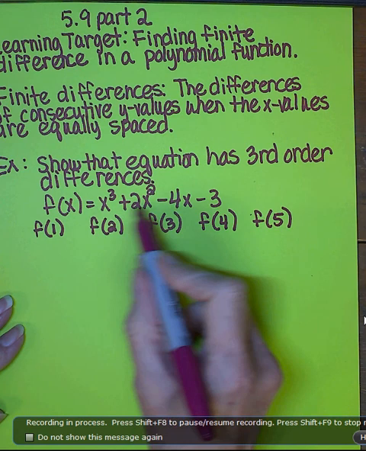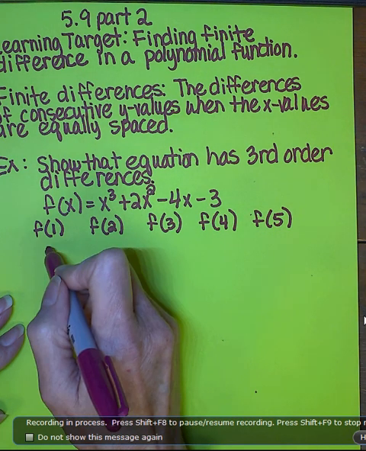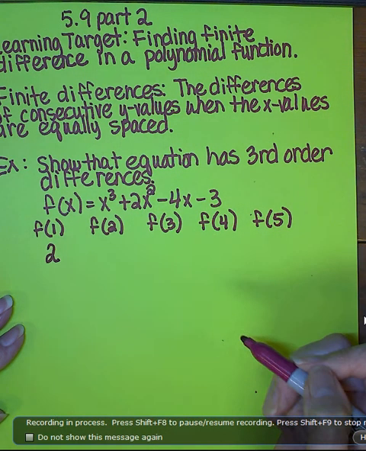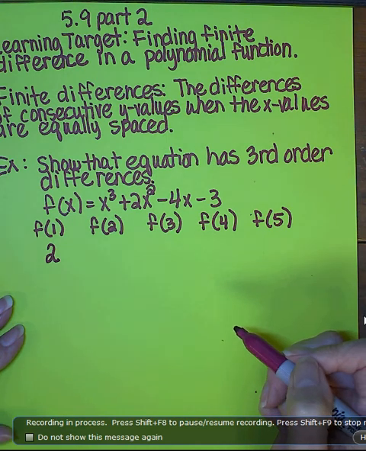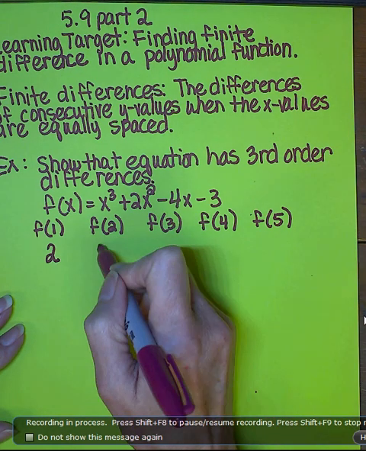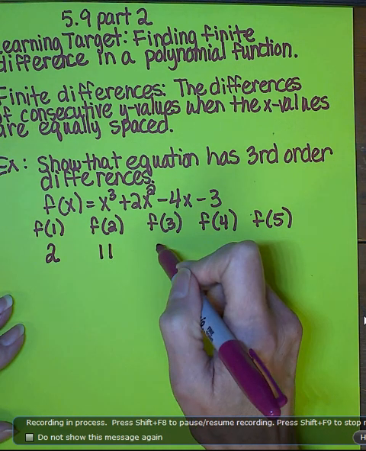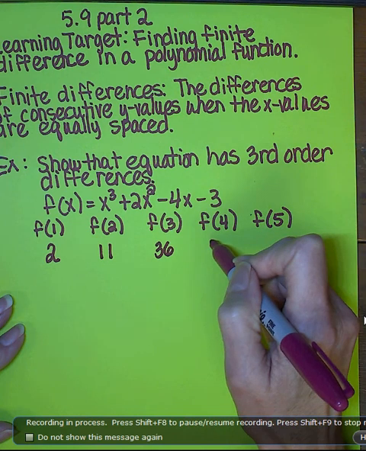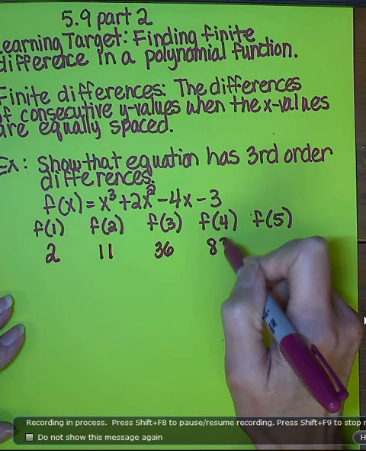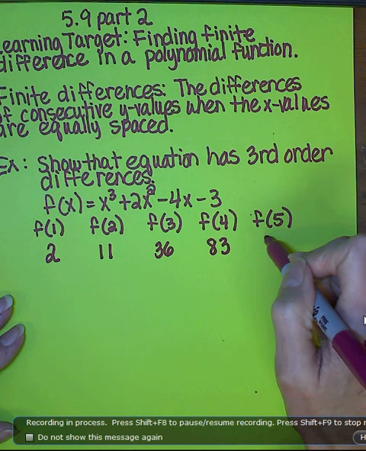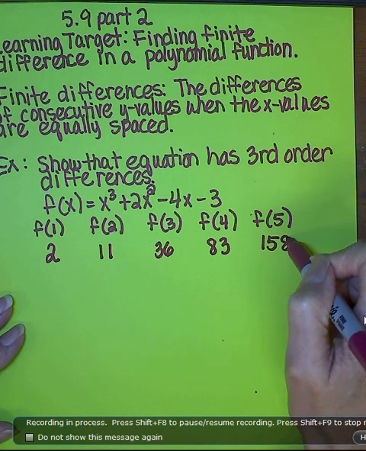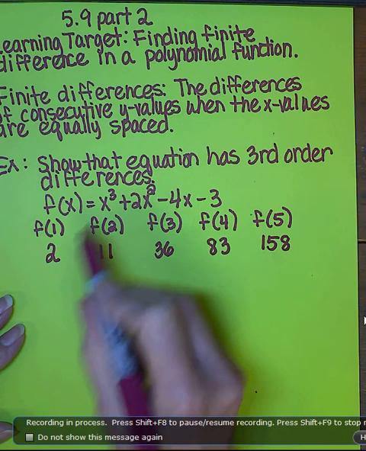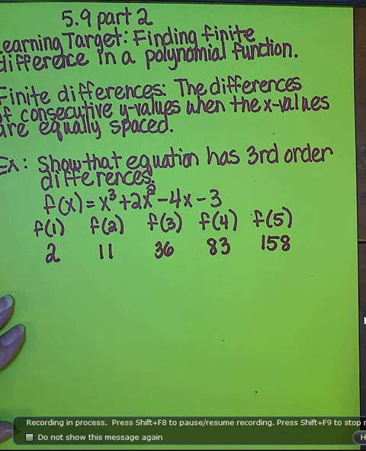When I plug in 1 for all the x's in this equation, I get out an output of 2. And when I plug in 2 for all the x's, I get 11. And 3, I get 36. When I plug in 4, I get 83. And when I plug in 5, I get 158. Now, you're going to have to do it, like I said, with either direct or synthetic substitution and write them all out like I've done here.